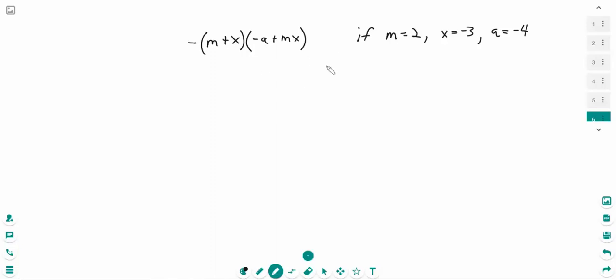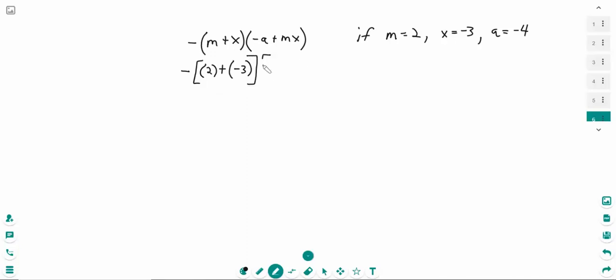All right, so hopefully you worked your way through this problem and it wasn't too difficult for you, but let's go through it. So we have our negative sign. Now we have a parenthesis. We're going to upgrade that to a bracket. We have an m, which is a 2. So in the set of parentheses, we're going to put that 2. Then we have our plus sign. Then we have our x, which is a negative 3. So we're going to put that in parentheses. Then we have a parenthesis here, which becomes our closing bracket.